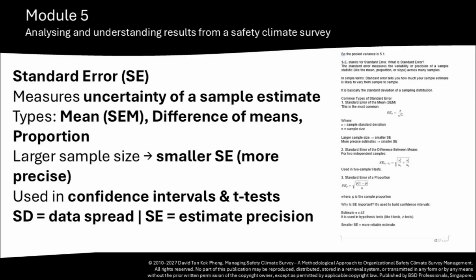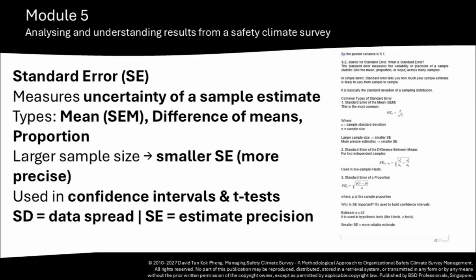2. Standard error of the difference between means. For two independent samples, the standard error is calculated as SE equals the square root of (S_1 squared divided by n_1 plus S_2 squared divided by n_2). This is commonly used in two-sample t-tests to determine the variability between two group means.